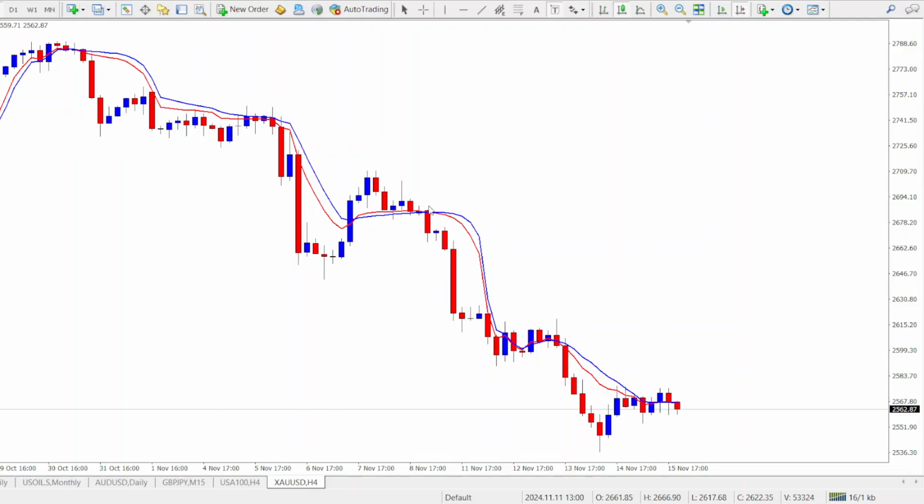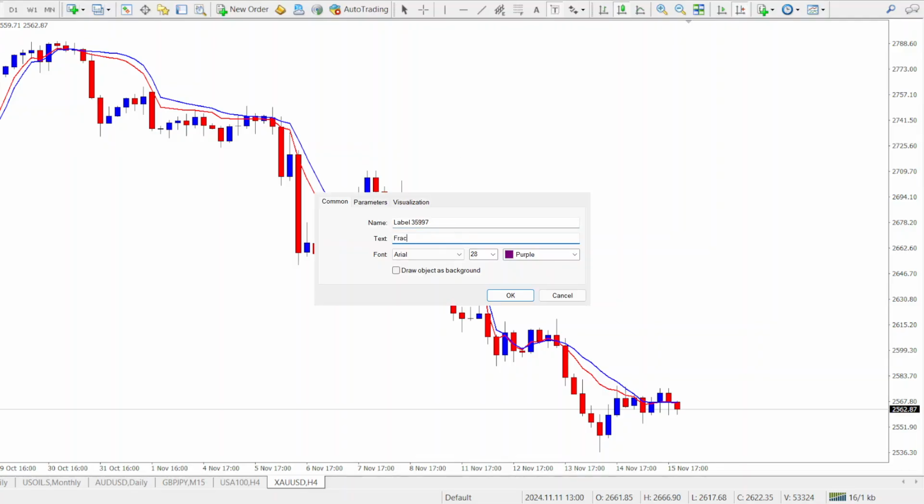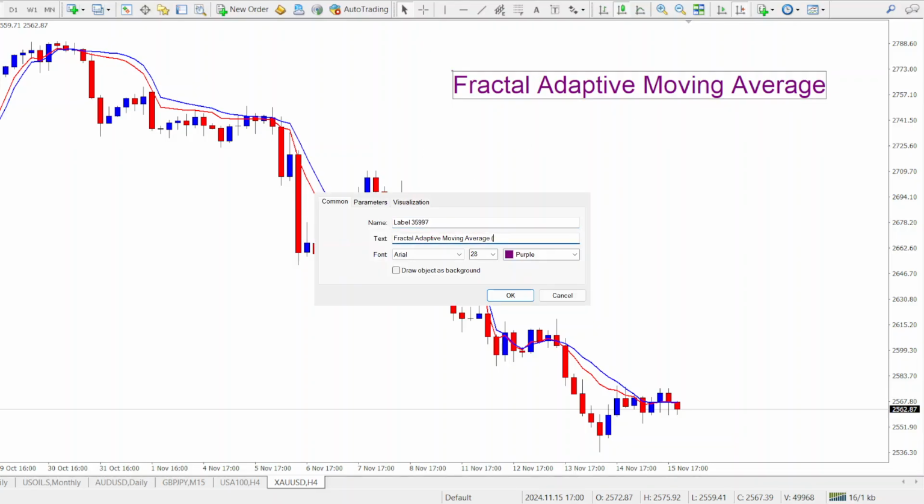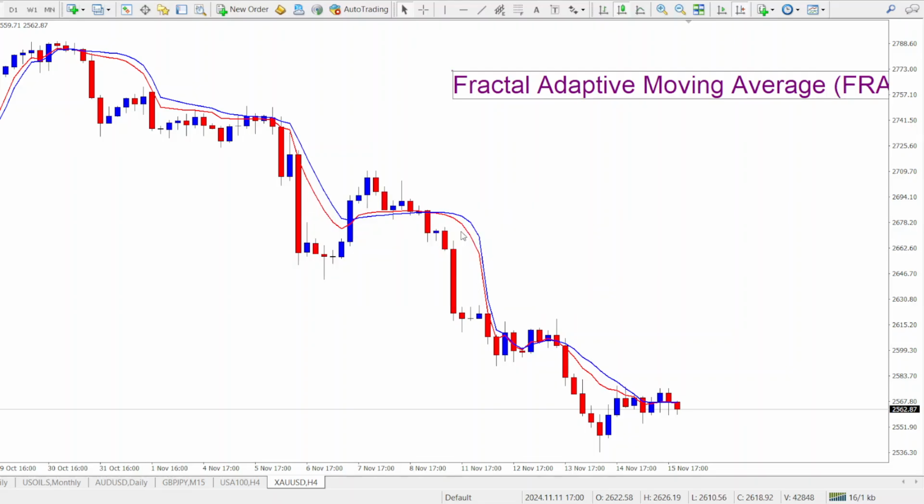I'm just going to be writing it here. Fractal Adaptive Moving Average. For short, it is called FRAMA.